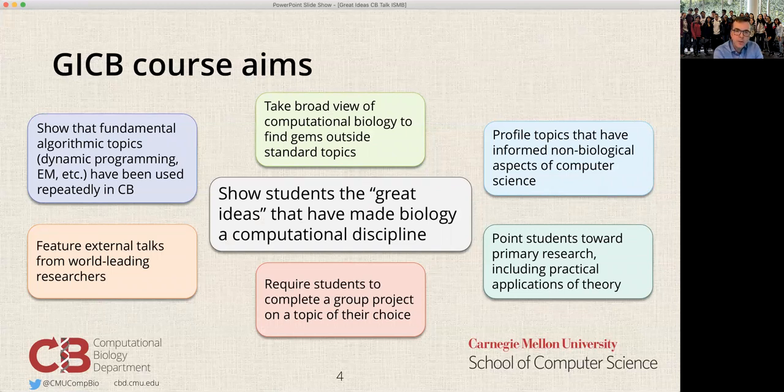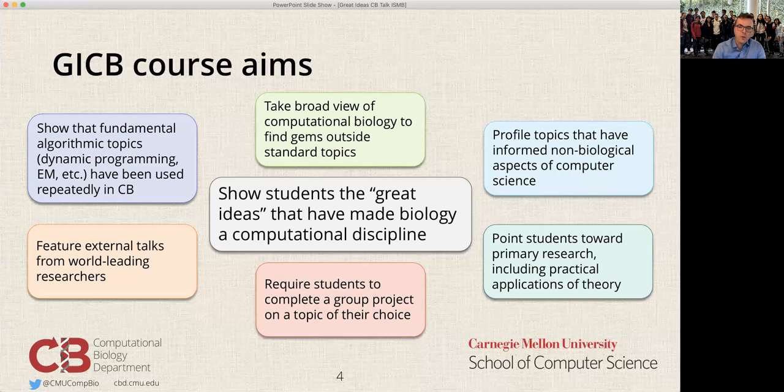bright, computationally minded, quantitatively minded students, our main aim is to show these students who are mostly computationally minded the great ideas that have made biology a computational discipline. So just as our Comp Bio course sits in the center of a lot of things for a major, I tried to structure our course aims in the same way, that everything ties into this central aim of what it is that has made biology computational, and what are the beautiful ideas that we can find underneath that umbrella.